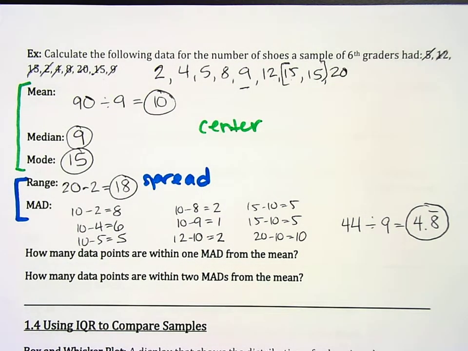Notes today are a continuation from yesterday. Reminder of our big idea: the measure of center is our mean, median, or mode, and the measure of spread, or the measure of variability, comes from my range or my MAD. So all we're going to do today is add on the idea of within one MAD.